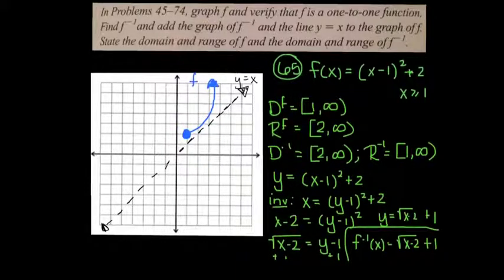If I plot that, my parent function is the square root function. I have a shift horizontally 2 units to the right, vertically 1 unit up. So I can start right here, follow the shape of the square root function, and also the idea of symmetry is still applicable to get a sketch of the inverse of f.